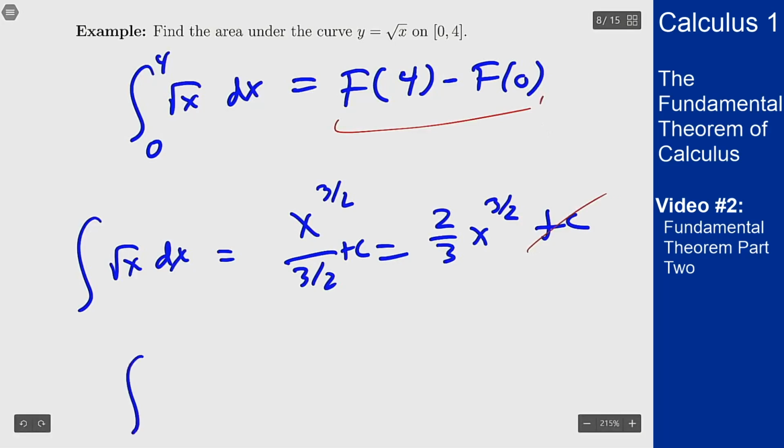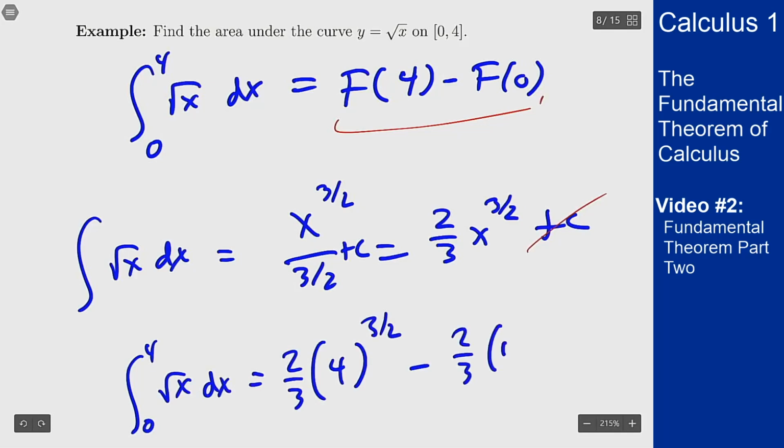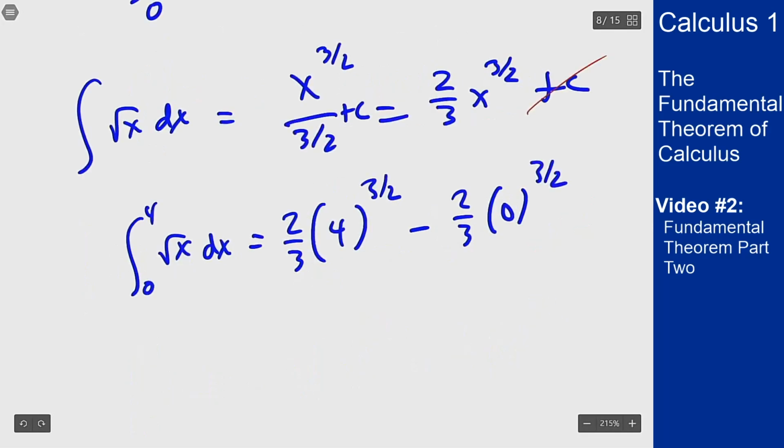So what do I get? Well, then I get that my definite integral from 0 to 4 of root x dx should be 2/3 times 4 to the 3/2 minus 2/3 times 0 to the 3/2. This is just 0. And so I'm left with 2/3 times 4 to the 3/2, which is 2 cubed, which is 8, so the answer is 16 over 3.